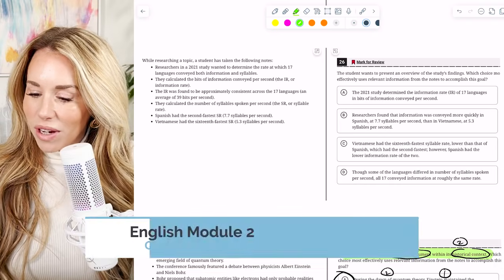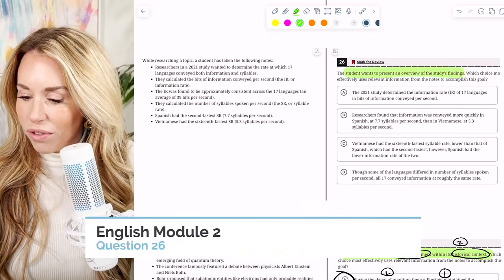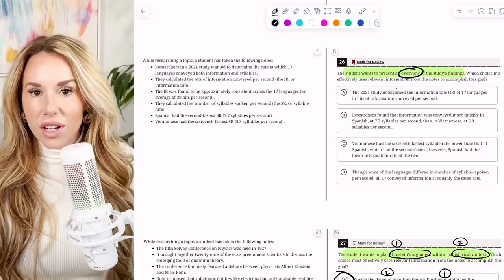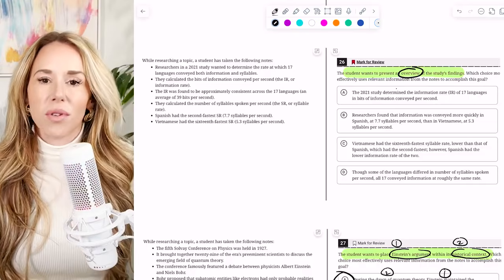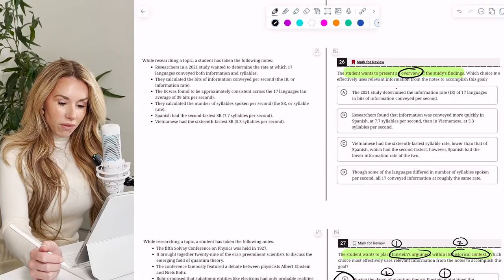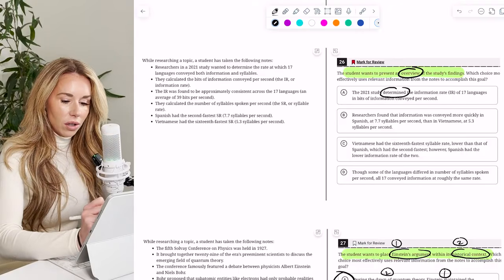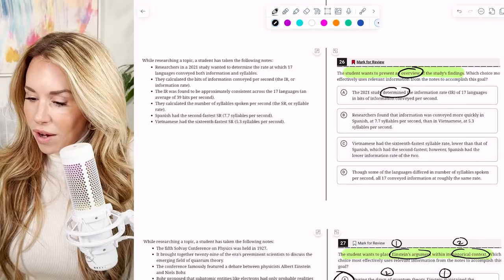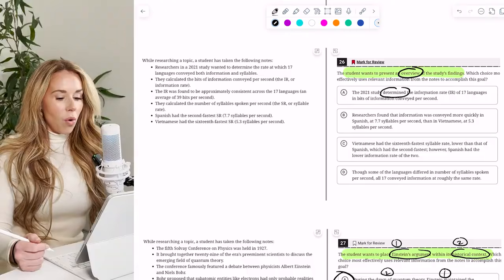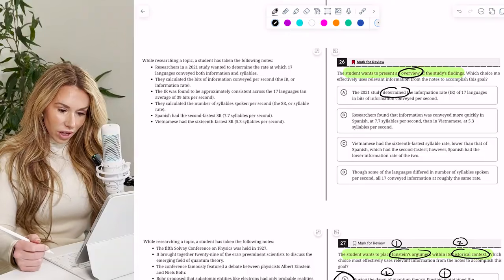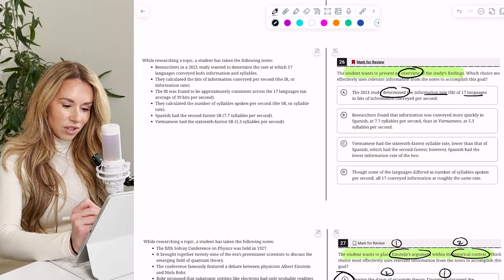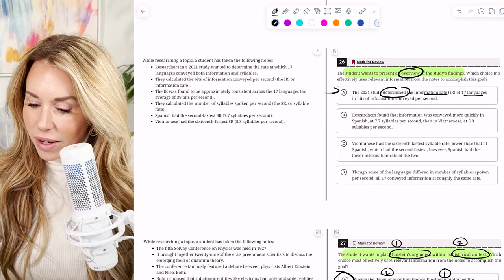All right, so this one we have the student wants to present an overview of the study's findings. Well, an overview is going to be like a generalization. It's going to be almost like a summary of it. Let's look for that. The 2021 study determined the information rate, okay, this is like a conclusion, of 17 languages and bits of information conveyed per second. Well, honestly, though, that still sounds pretty general. It's just saying that they found the information rate of 17 languages. I might hold that one.